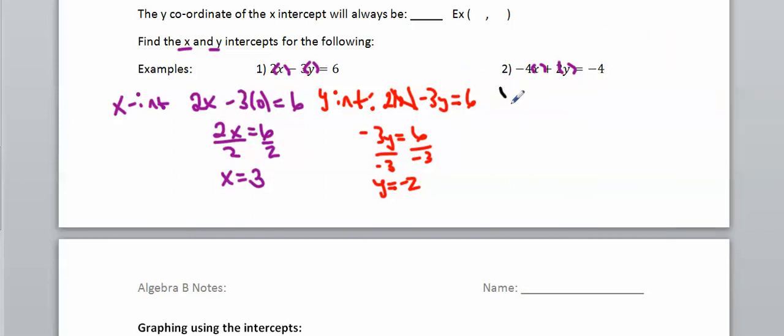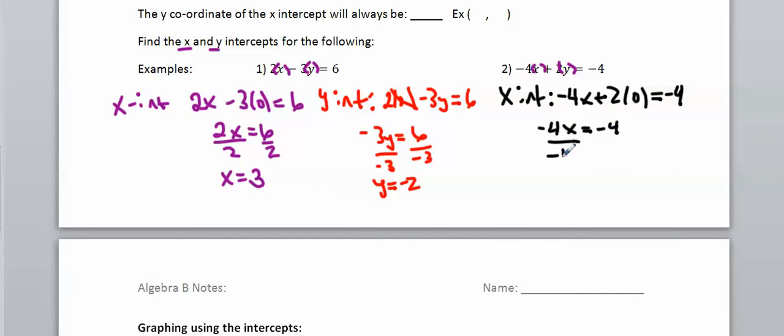for the x-intercepts, plug in 0 for y. So we get negative 4x plus 2 times 0 equals negative 4. That drops out, so I get negative 4x equals negative 4. Divide both sides by negative 4. I get x is equal to 1. So my x-intercept is 1.